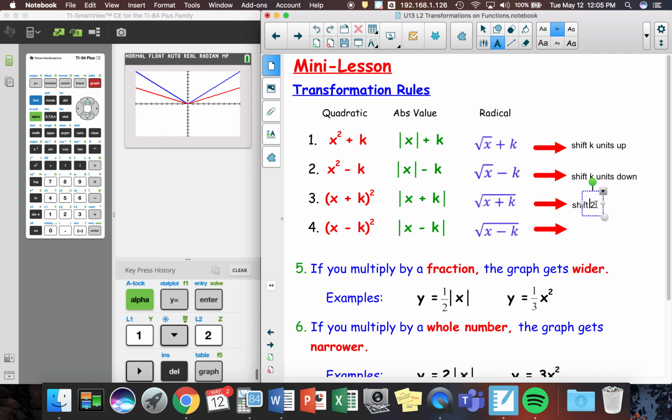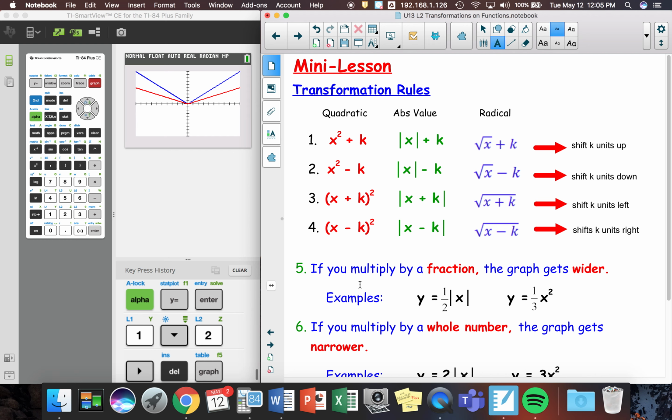So this one will shift k units, and remember, since it's plus, we want to think that it'll go right, but it's actually going to go left. So shift k units left. And for this one here, it shifts k units right. Okay? This is what we're going to be using for the whole lesson. All of this right here, it's very, very important. Please make sure to have this written down.